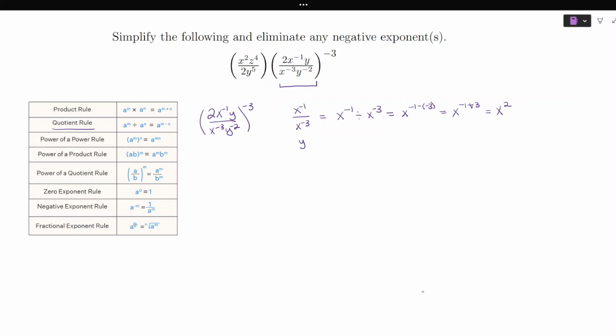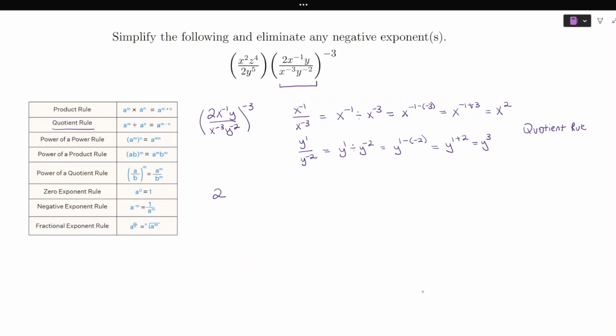Okay, and then I can do the same thing for the y values. And what you have to look for here is that if there's no exponent, then there's kind of an invisible 1 exponent. So this is going to be y to the first divided by y to the -2. So I'm going to subtract those exponents. Again, I have to be careful about subtracting a negative. All right, and that was using the quotient rule. Okay, next thing I'm going to look at, well, actually, I'll rewrite this.